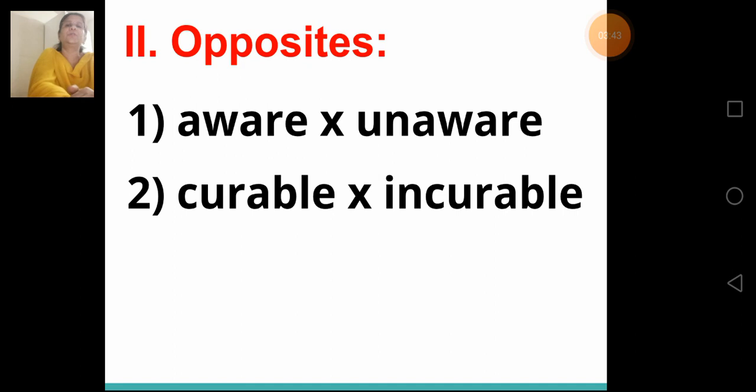Okay, now second question is opposites. Okay, so the first word is aware and the opposite of aware is unaware. Aware, unaware. Second word is curable, and the opposite of curable is incurable. Curable, incurable.